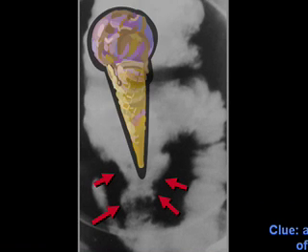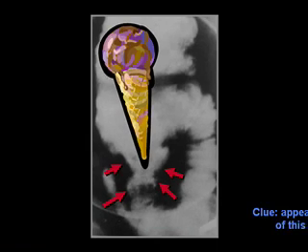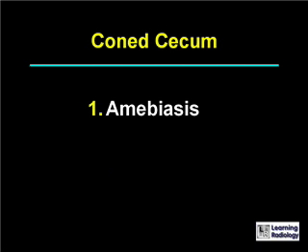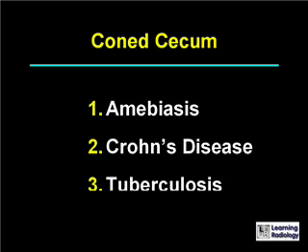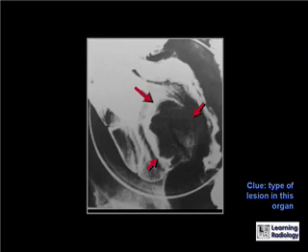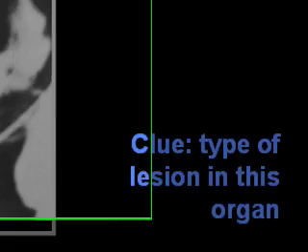Here is a clue. The differential is for a coned cecum. There are 3 causes listed. The 3 causes of a coned cecum are amoebiasis, Crohn's disease, and tuberculosis. This is the next differential diagnosis.